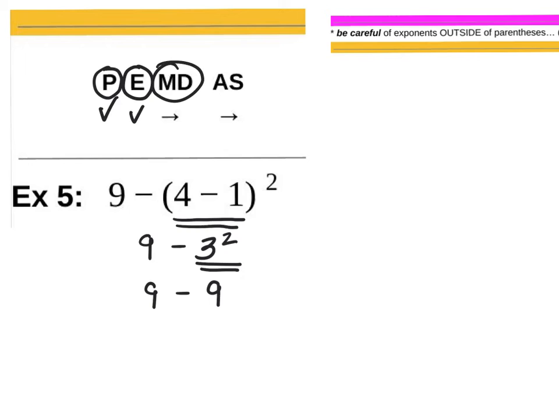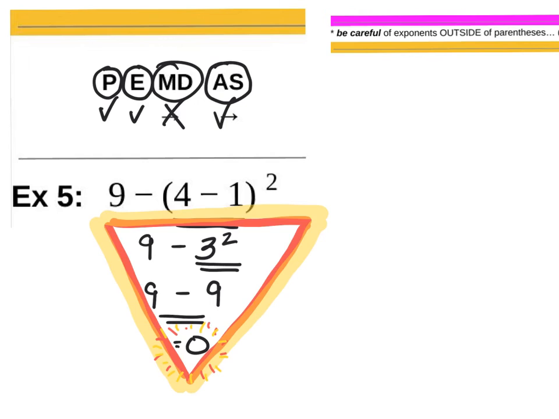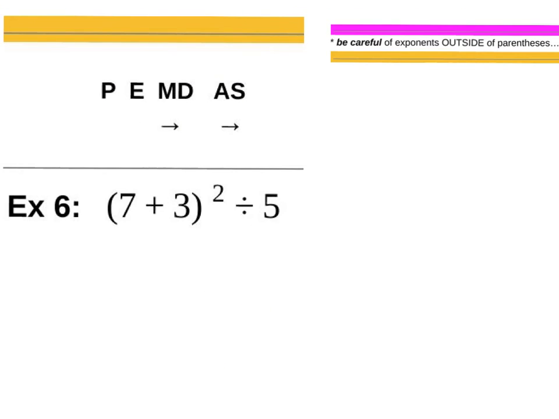Now we look for any multiplication and division from left to right. I don't see any. Done. Addition and subtraction from left to right. We've only got one operation left. It's subtraction. 9 minus 9 is 0. All that work, and we've got nothing at the end? That's okay. 0 is a number just like every other number, and we are going to celebrate it right now. Woohoo! Super work.